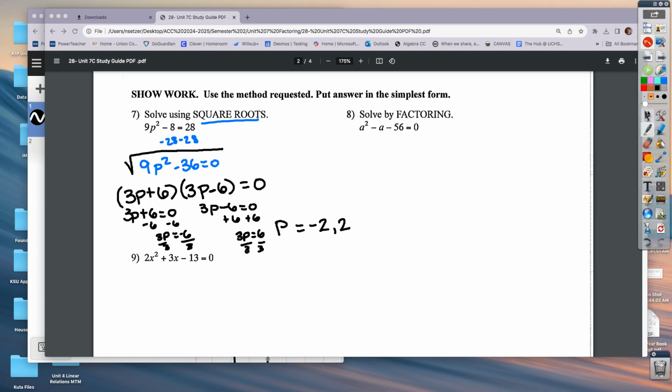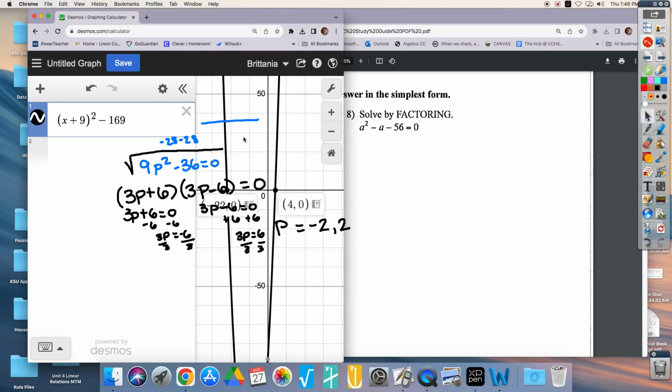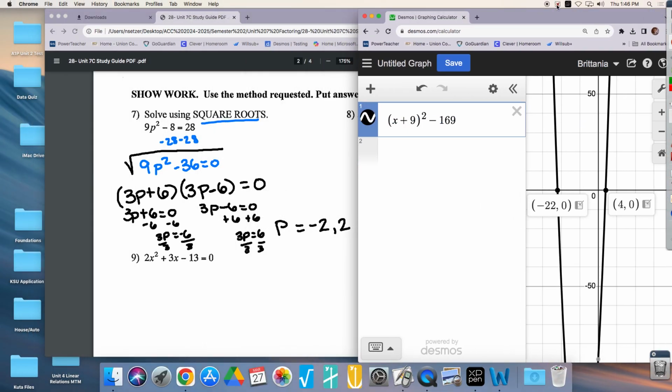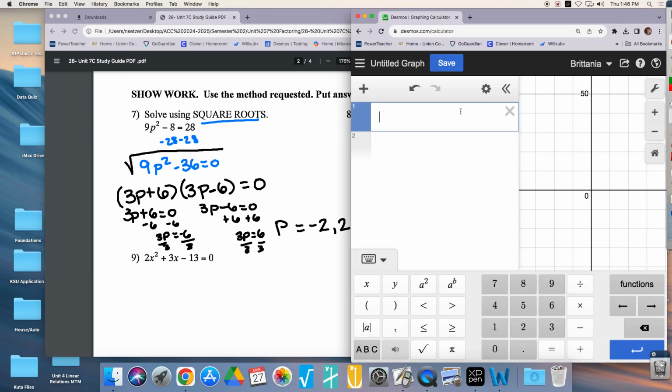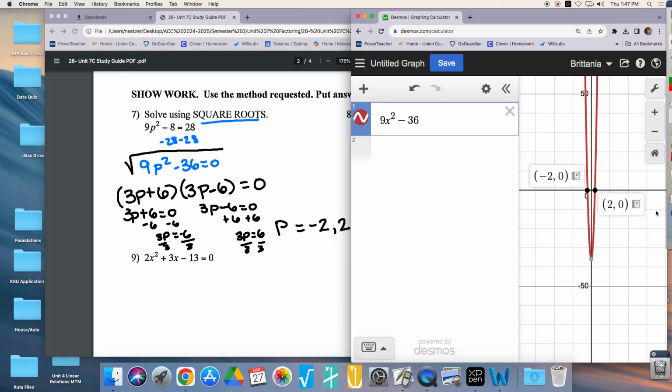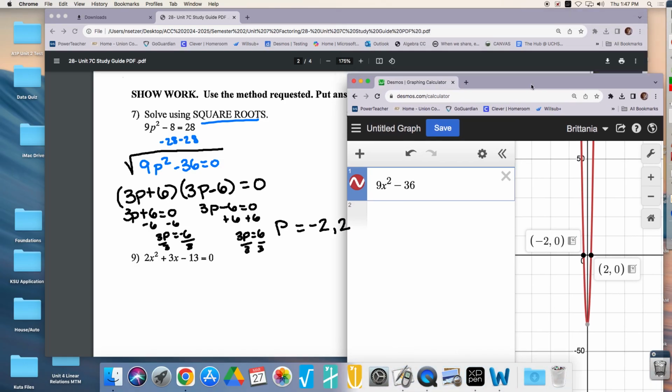If I put this in Desmos, I can see if I did that correctly. Let's move this over a bit. So 9x squared minus 36. All right, so I should get 2 and negative 2 here at my roots, and I did, so I did it correctly. So that's how you use Desmos on these problems.